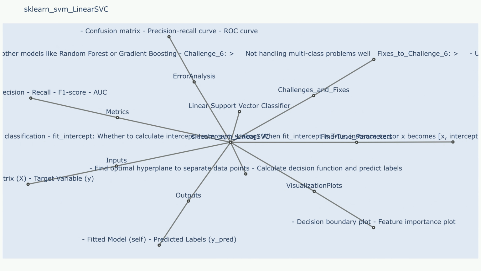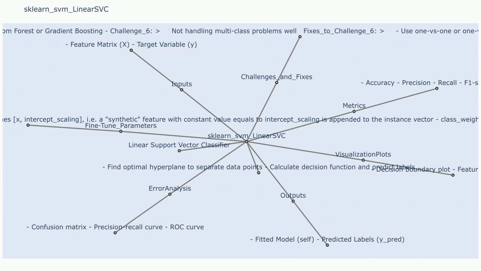Explore using a different, potentially more efficient, machine learning algorithm for large datasets, such as a decision tree or random forest. Challenge 3. Nonlinear data. LinearSVC is designed for linearly separable data, so it may not perform well on datasets with complex, nonlinear relationships between features and target labels. Sample use case. If the data has a nonlinear decision boundary, the linear model may fail to separate the classes accurately. Fixes to challenge 3.